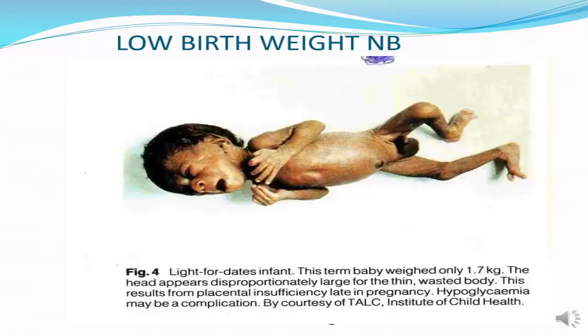This is a low birth weight baby, previously called light for dates baby. He is less than 2.5 kg, and when you put him on a growth chart, his body weight falls below the 10th centile. He has a head which appears disproportionately large for his thin-waisted body, and this results from placental insufficiency leading to intrauterine growth retardation late in pregnancy. They may also have hypoglycemia as a complication.